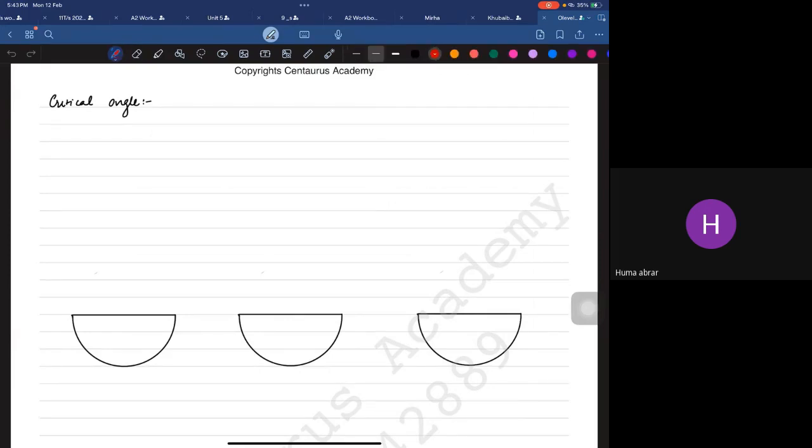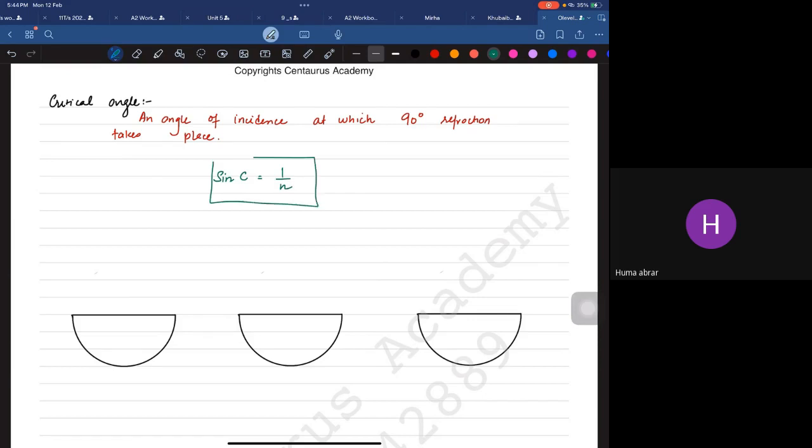Now critical angle is basically an angle of incidence at which 90-degree refraction takes place. Now, to find this angle, we use sine C equals 1 upon n. Now, what is that? Let me explain it to you one by one.